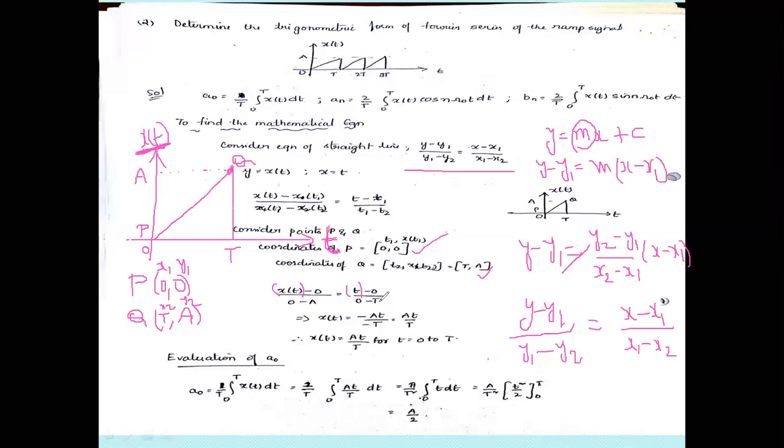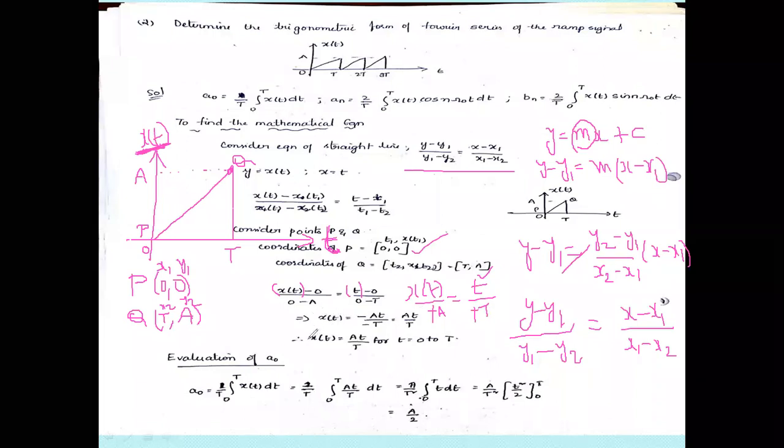After substituting, simplify this equation. Before that, it is x of t by minus A is equal to t by minus T. Minus and minus become plus, so we cancel them. So x of t is equal to, cross multiplying, A t by the capital T.